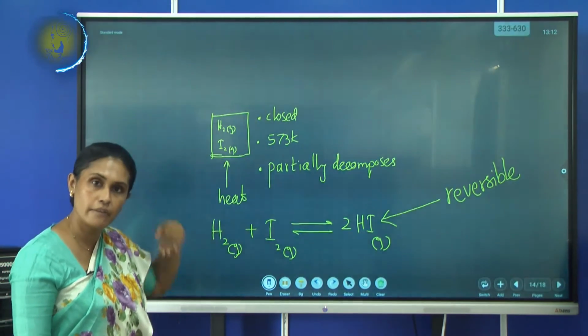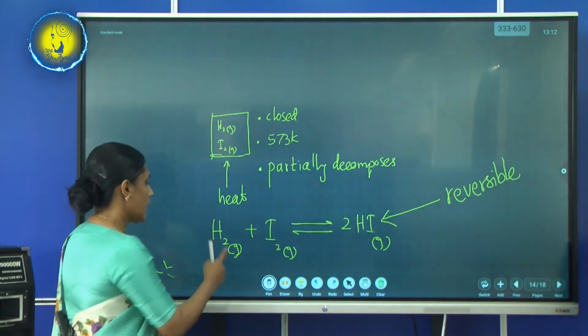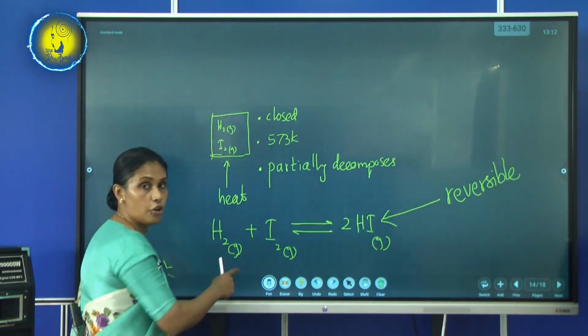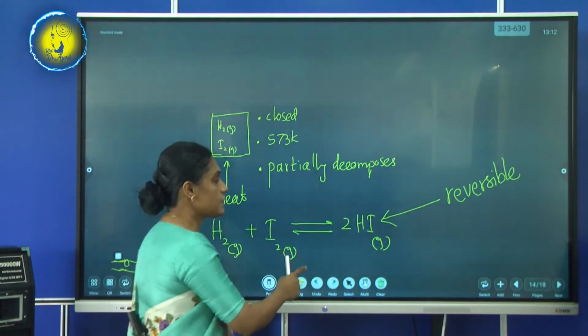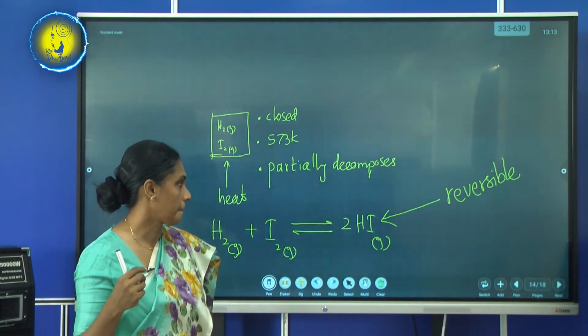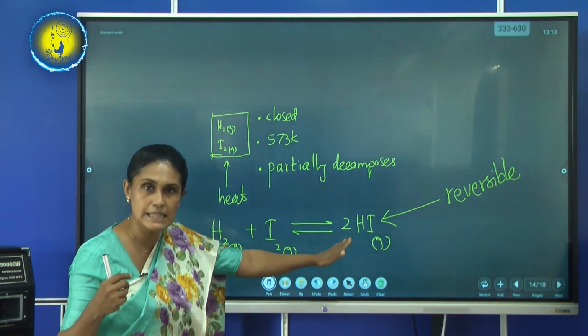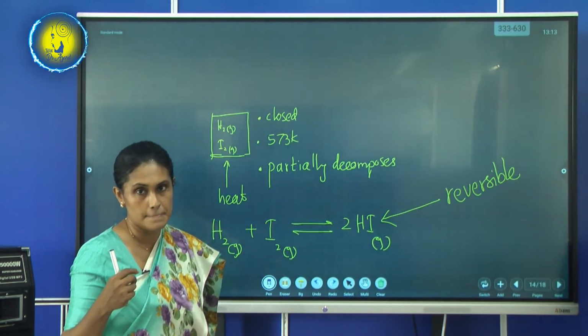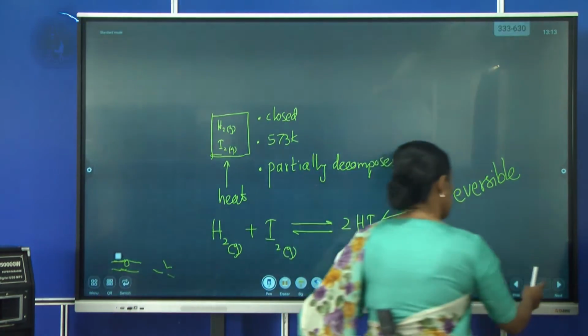Fine. This is the equation for what we have discussed up to now. One mole of gaseous hydrogen with one mole of gaseous iodine gives you 2 moles of gaseous hydrogen iodide. And my dear children, this is a reversible reaction, right? Okay.